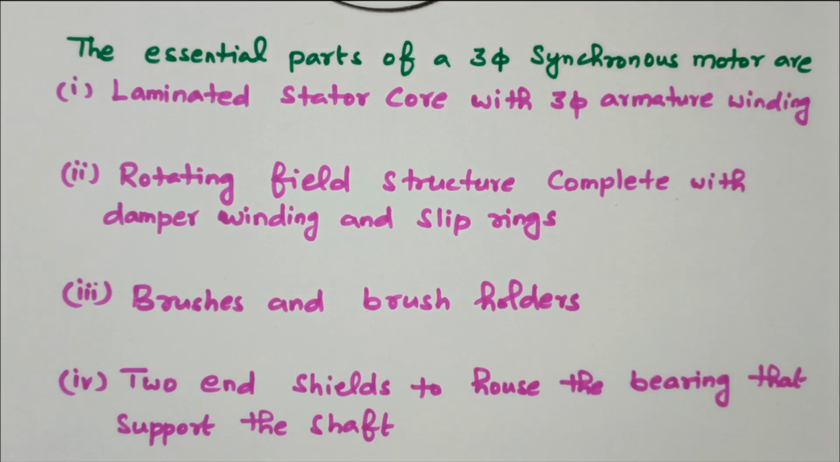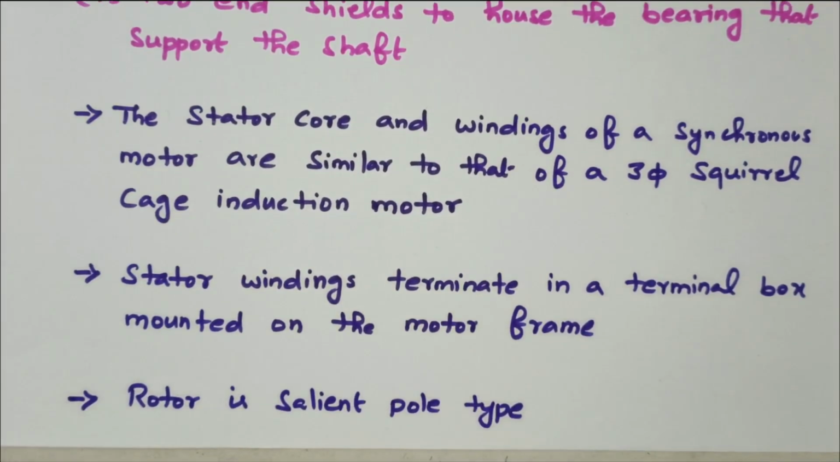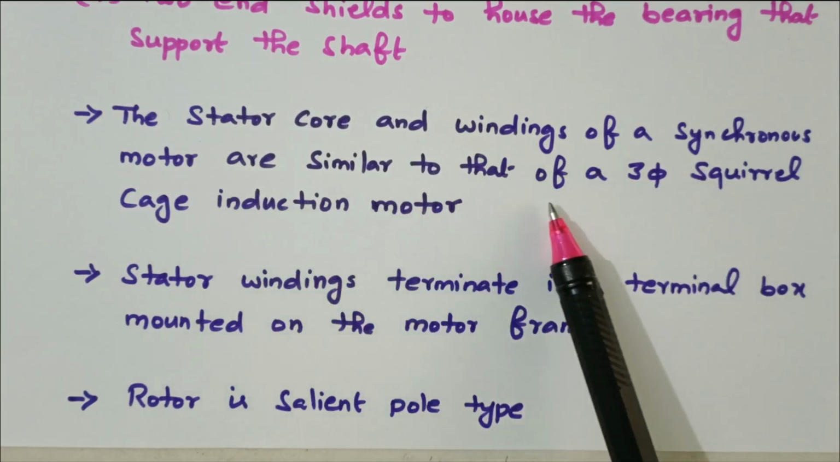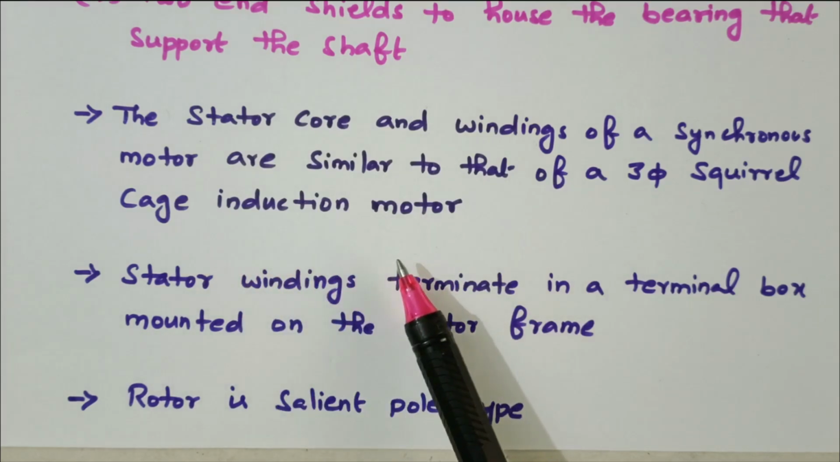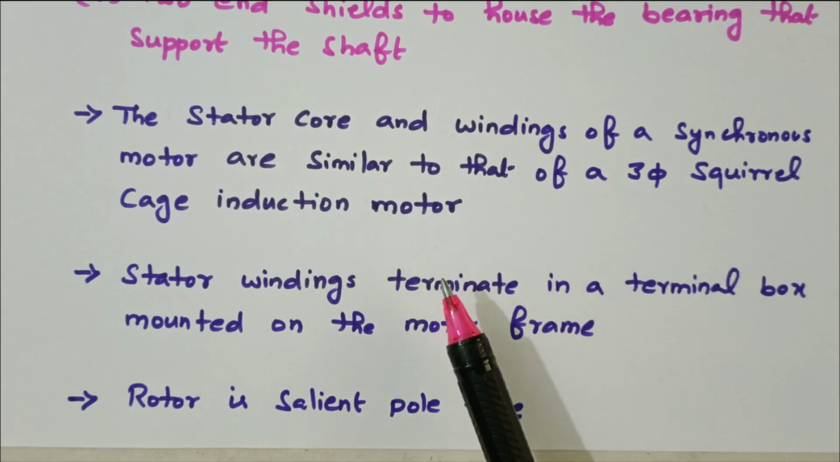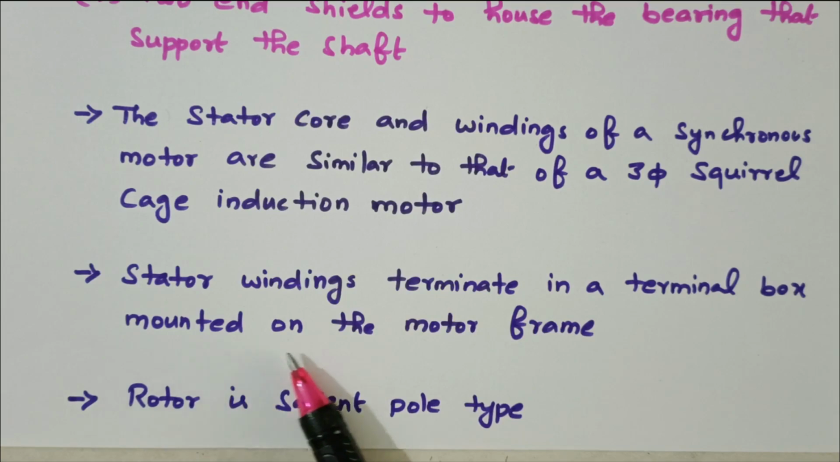Now we'll see the further detail. The stator core and winding of a synchronous motor are similar to those of a three-phase squirrel cage induction motor. So the stator winding is similar to a three-phase squirrel cage induction motor. The stator winding terminates in a terminal box mounted on the motor frame. The rotor is a salient pole type. Salient pole means projected.